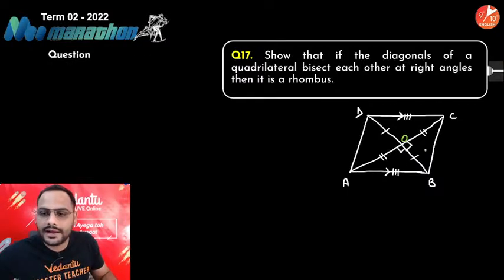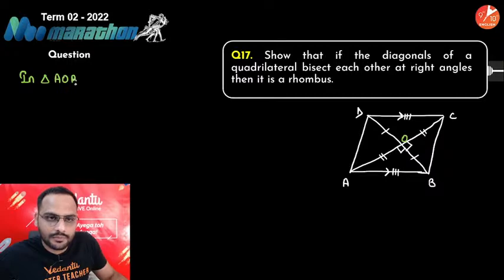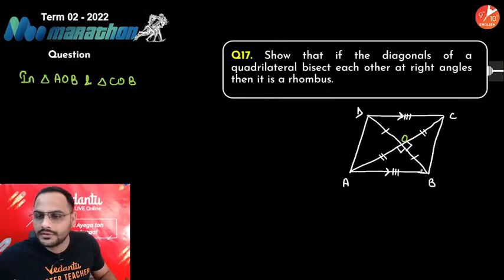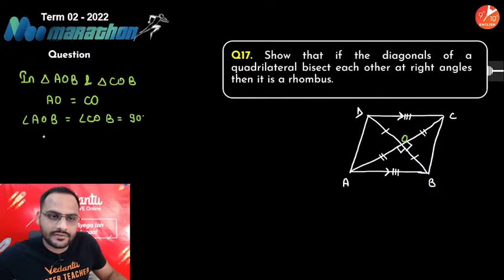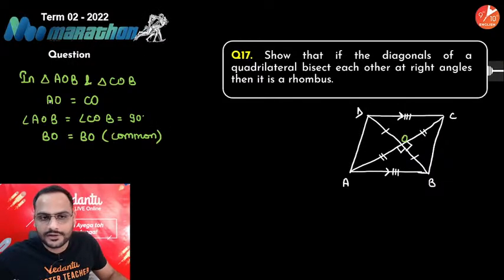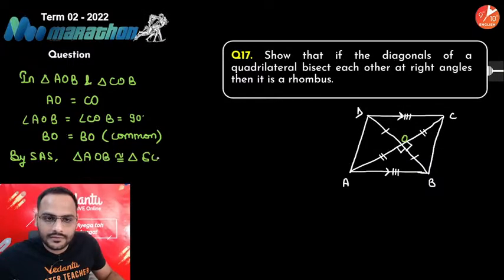So to get adjacent sides equal, obviously guys, take two triangles where adjacent sides are involved. Say I will take triangle AOB and triangle COB. ठीक है? So now I'll talk about in triangle AOB and triangle COB. In these two triangles, first thing देखो, AO is equal to CO. Also angle AOB is equal to angle COB, both are equal to 90 degree. And then I will say BO is equal to BO, which is common side. ठीक है? So which rule it is? Side angle side rule. By side angle side rule, triangle AOB is congruent to triangle COB.